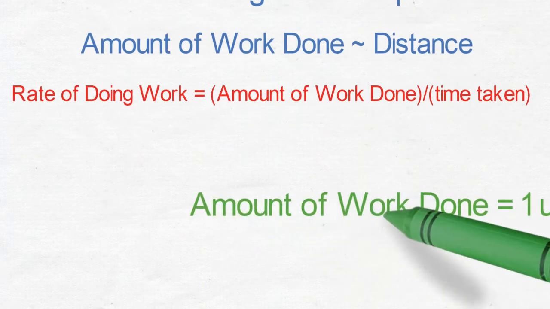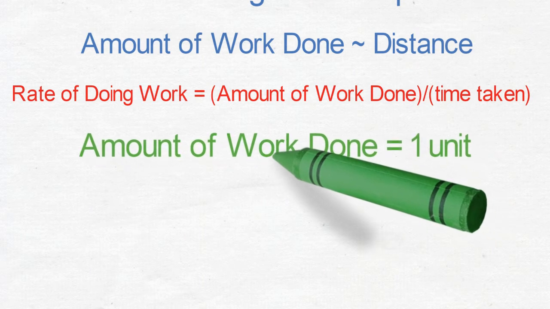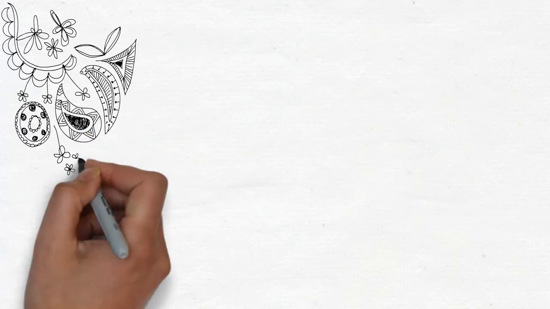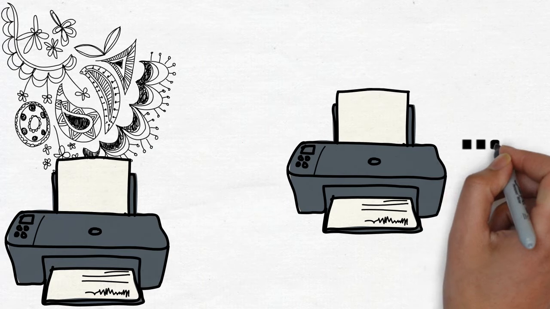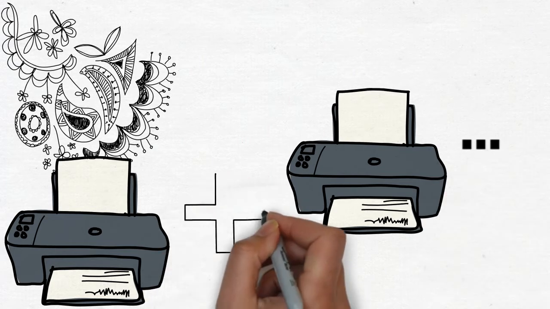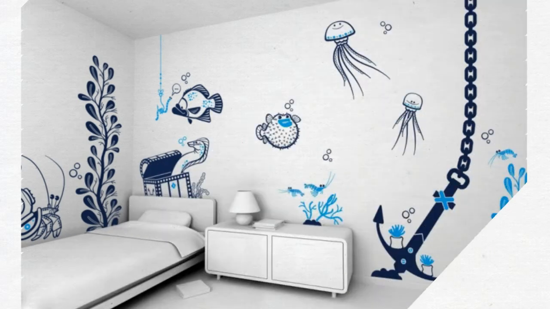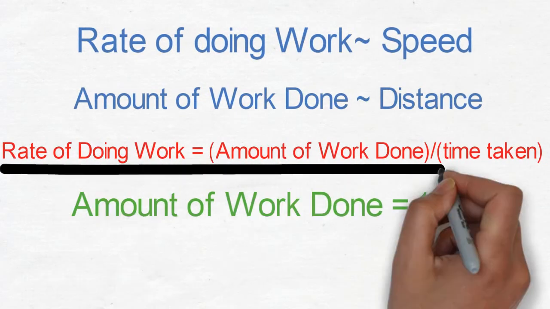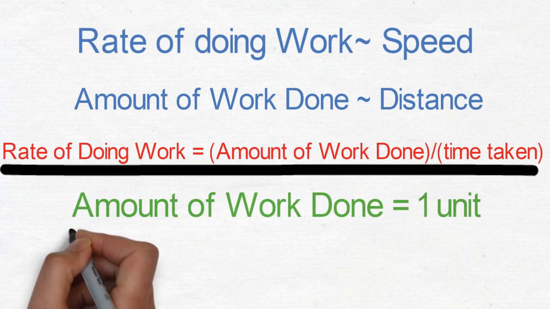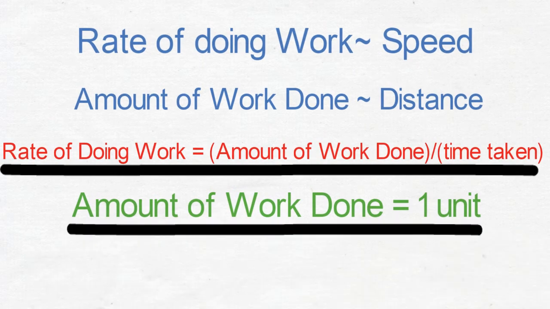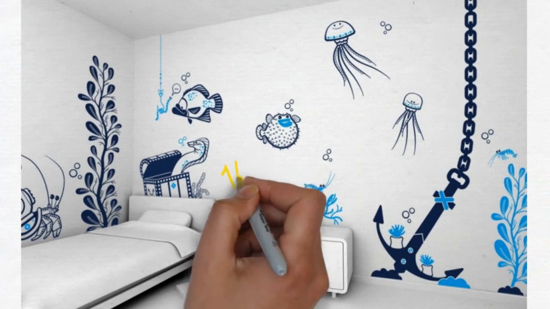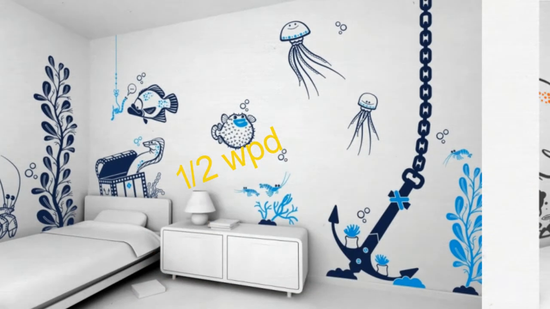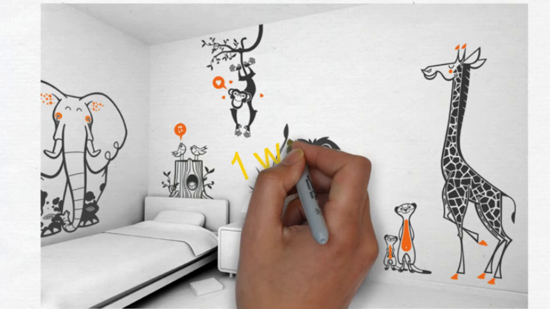The amount of work done is usually taken as 1 unit. When 2 or more persons do the same work, the rate of doing work gets added. For example, if one person can paint a building in 2 days, then 2 persons can paint the same building in 1 day. In the former case, the rate of doing work, which is the amount of work done, taken as 1 unit, divided by the time taken to complete the work, was half work per day, and in the latter case it was 1 work per day.